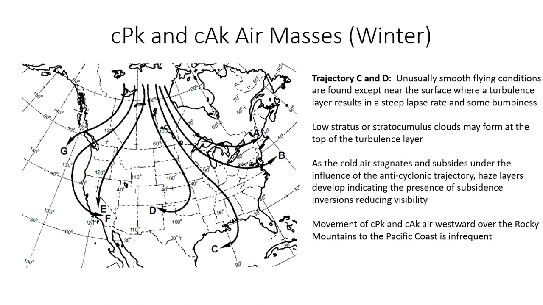What about trajectory C and D? You look at trajectory C and D, it's more of an anticyclonic flow, a trajectory of the air mass out of the source region. This is going down more to the Gulf Coast at C, and D going more over towards the southern plains. With these trajectories, these air masses usually get unusually smooth flying conditions, except near the surface, where you get a little bumpiness, a little turbulent layer, which results in what's known as a steep lapse rate. A steep lapse rate is just a very rapid change in temperature with height. And the faster that temperature changes with height, the greater the risk of turbulence.